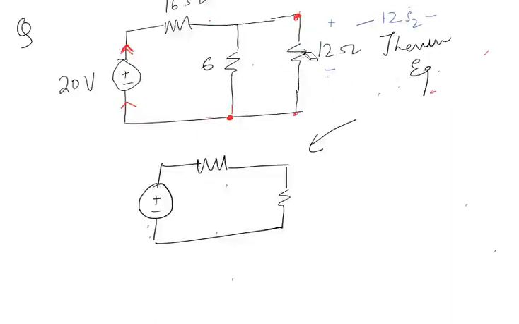Thevenin says replace this, remove it. I have removed it and placed it here. The value is 12 ohm. Now calculate the voltage across this. So this voltage is nothing but VTH. Calculate that voltage across this using this circuit.